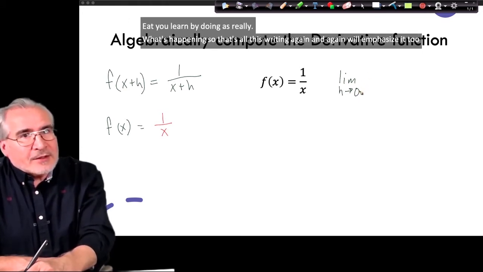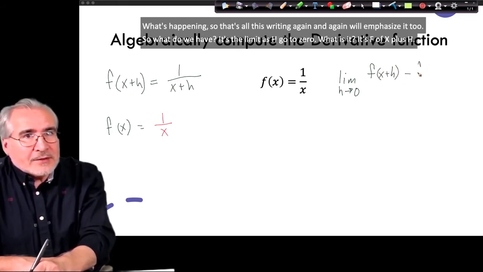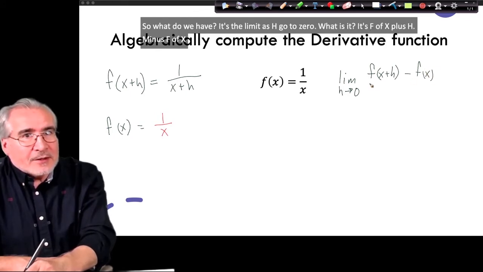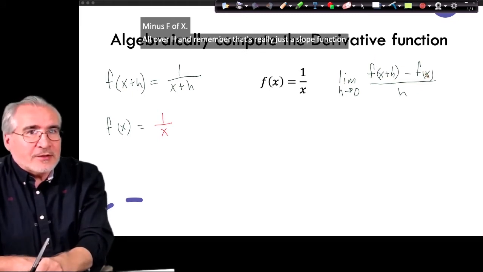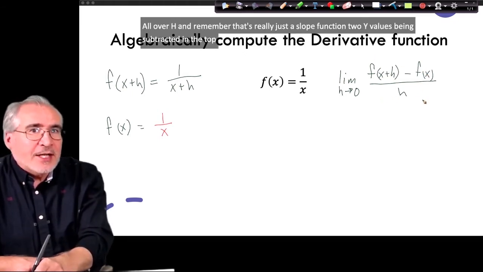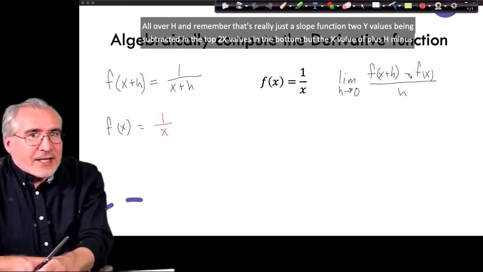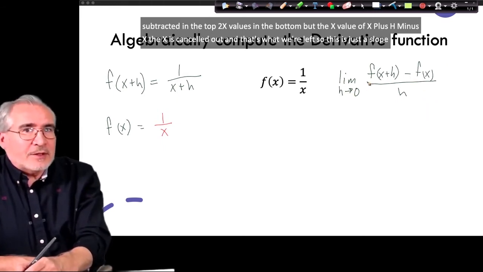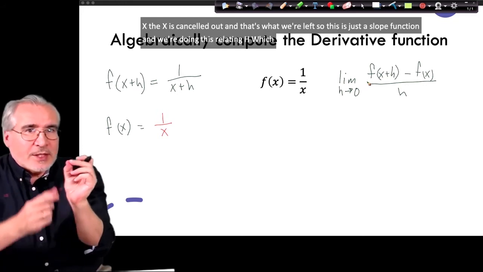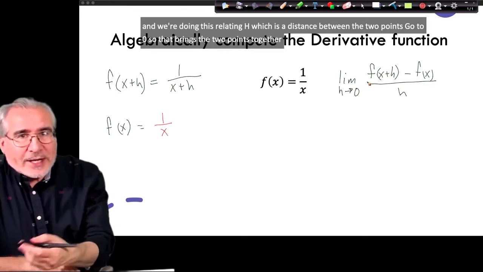So what do we have? It's the limit as h goes to 0. What is it? It's f of x plus h minus f of x all over h. And remember, that's really just a slope function. Two y values being subtracted in the top, two x values in the bottom, but the x value of x plus h minus x, the x is canceled out, and that's what we're left with. So this is just a slope function, and what we're doing is we're letting h, which is the distance between the two points, go to 0. So it brings the two points together. We get the slope at a point.